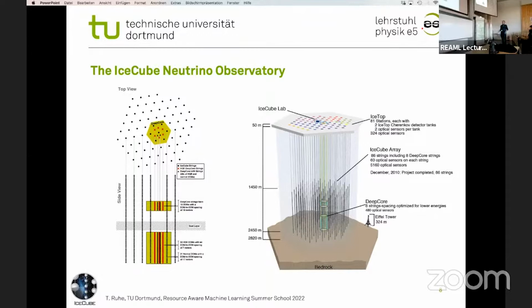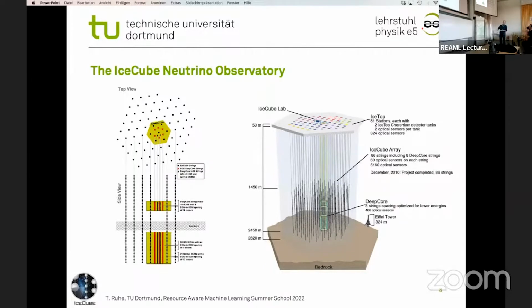And the details are a little more complicated. So we have these cables called strings. And on these strings, we have digital optical modules. I'll explain on the next slide how they work. And these strings are arranged in a triangular grid. And the strings have an interstring distance of approximately 125 meters.